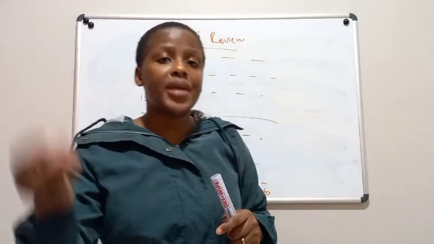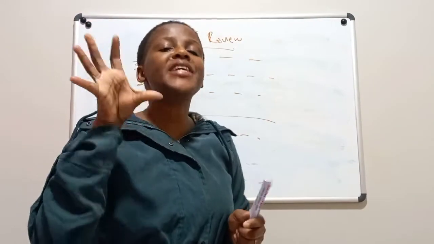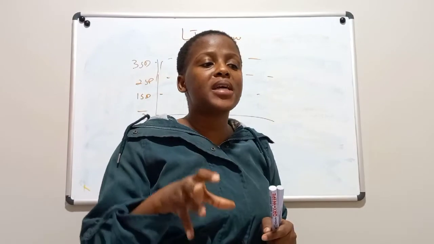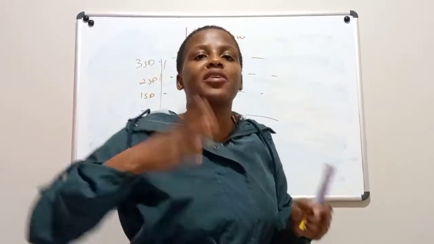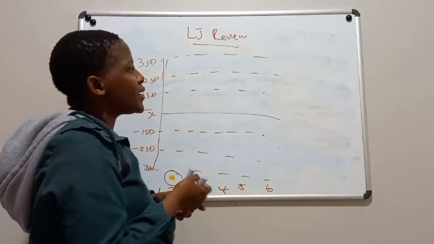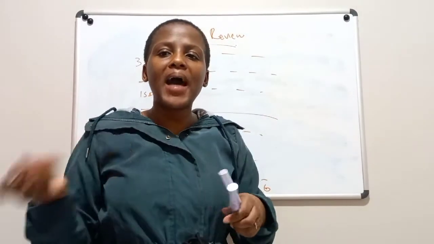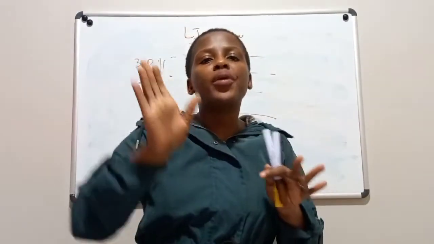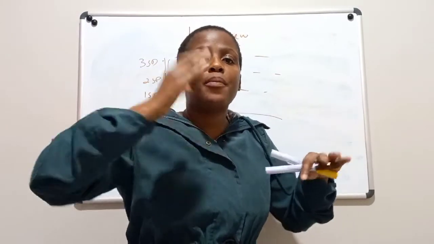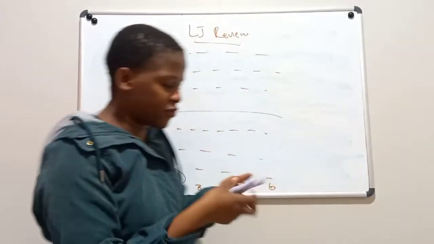Another thing that we usually look at when you do an LJ review is a trend. A trend is basically a gradual loss of reliability. So it is gradual. You find that your points are either going downwards in the same direction, or they are going upwards. That's why we can have a positive trend and a negative trend.